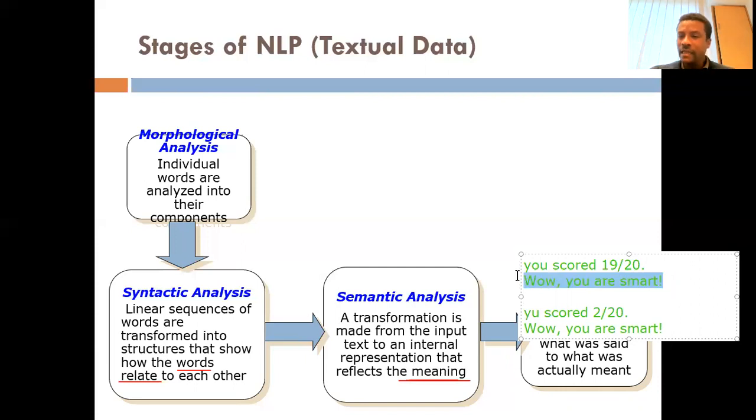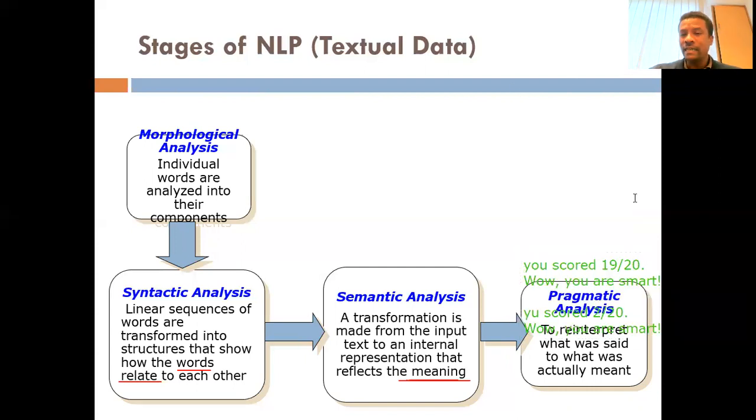In the first case, the words mean exactly what they say, because the previous sentence shows that you scored 19 out of 20. And whenever a person scores that, you know that he's smart. But if you score 2 out of 20 and I say you are smart, you should know that I do not mean that you are smart. Analyzing such relationships is what we call pragmatic analysis. To interpret what was said into what was actually meant is what we call pragmatics.